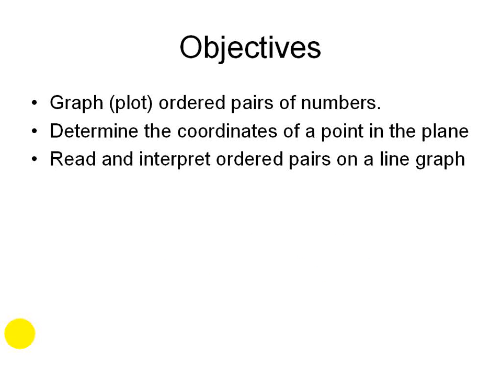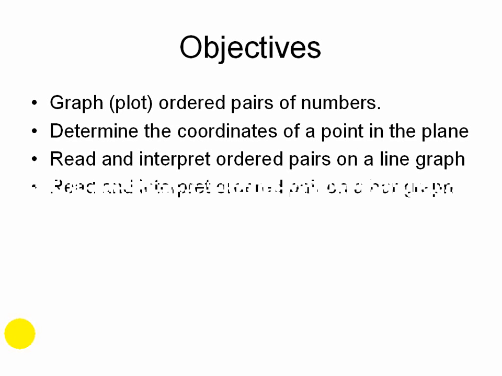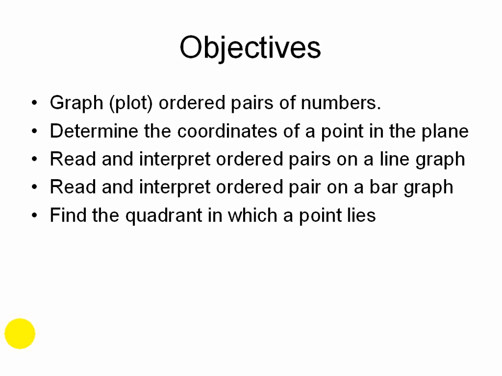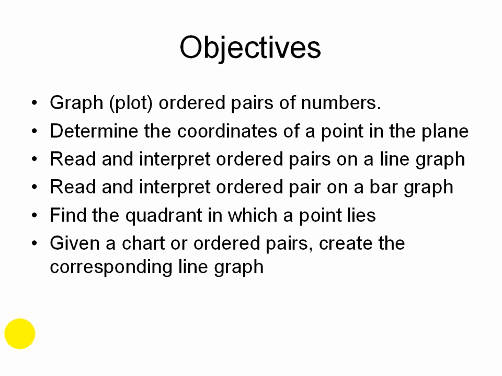Then we're going to read and interpret ordered pairs. And then finally, we're going to read and interpret ordered pairs on a bar graph. Then we're going to find a quadrant in which a point lies. And then from there, given a chart of ordered pairs, we're going to create the corresponding line graph.